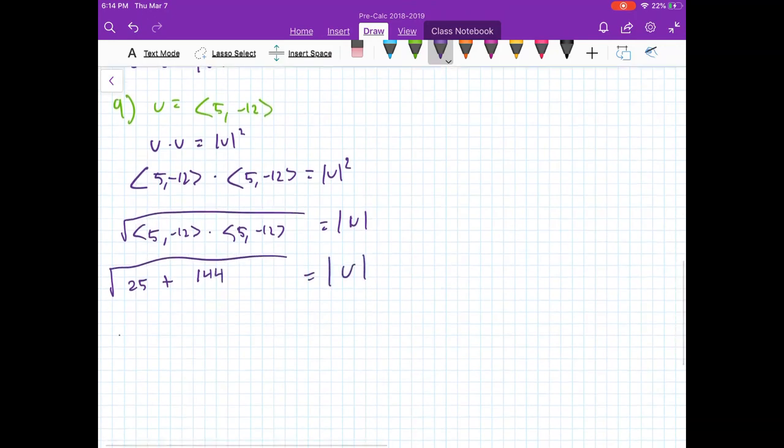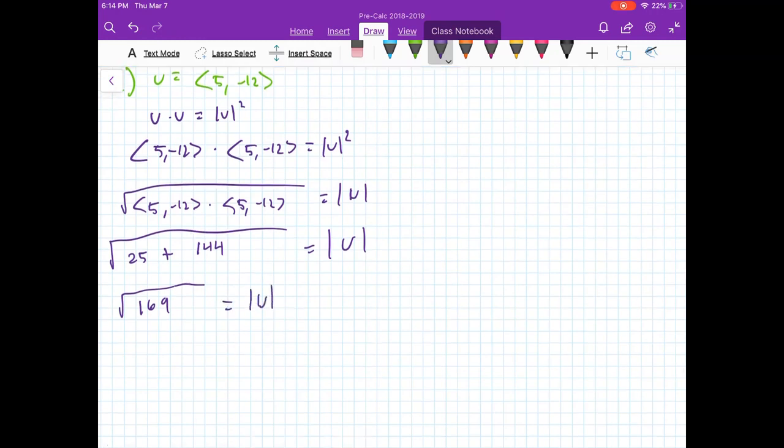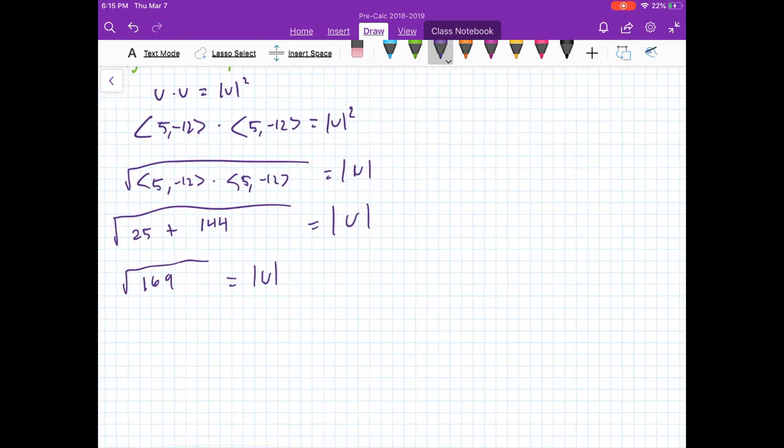We're going to add these together. That gives us the square root of 25 plus 144. That is 169, which equals the magnitude of u. And the square root of 169, if you plug it into your calculator, or if you happen to know your times table up to 13, I don't expect you to, but if you did, that'd be really cool. You know that 13 squared is 169, so 13 equals our magnitude of u, and that is our answer for number 9.